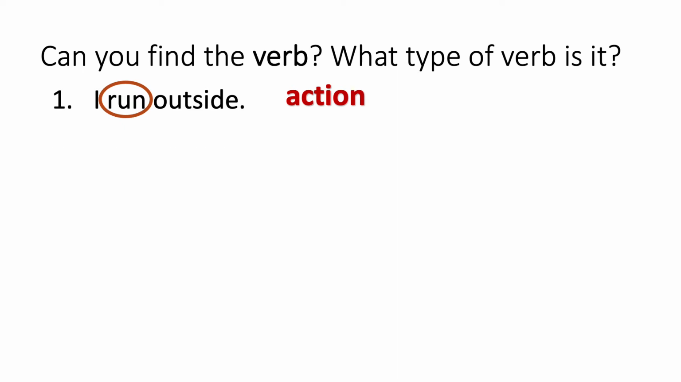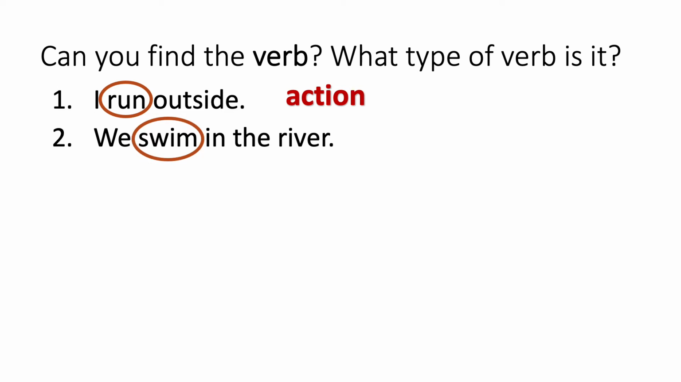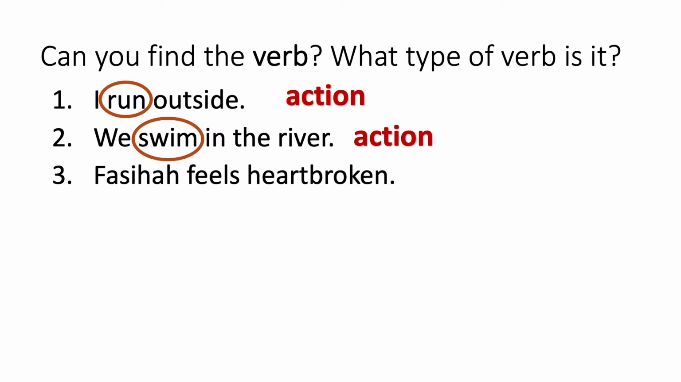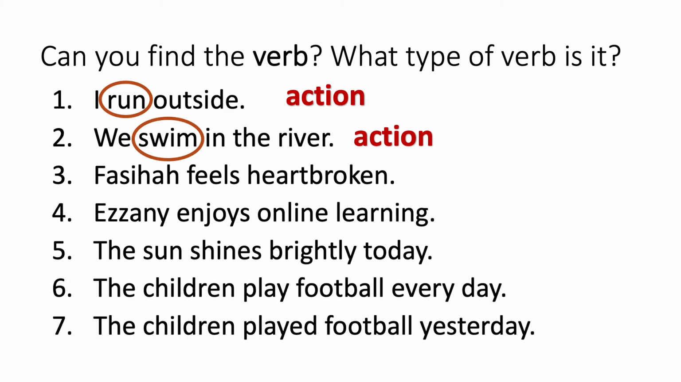Let's look at number 2. We swim in the river. Again, what is the verb here? Perfect. It is swim. And what verb is it? You're right again. It is also an action. Now, can you do number 3, number 4, number 5, number 6, and number 7 on your own? Remember, you have to find the verb and also identify what type of verb it is. Is it an action, a state, or is it an occurrence? You have 1 minute and your time starts now.